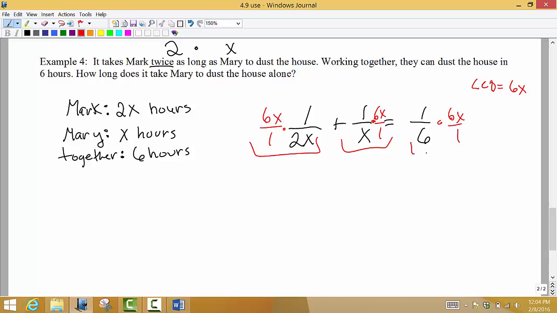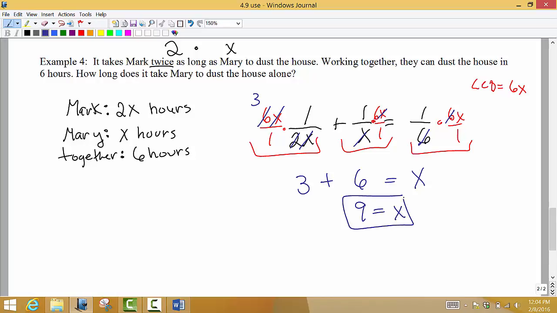And then we're going to simplify as much as we can. So we have an x and an x, so those cancel. 2 goes into 6 3 times. So here we're just left with 3. Bring down the plus sign. Now x and x cancel, so we're left with 6 equals. Bring down the equal sign there, and then 6 and 6 cancel, so we're left with x. And this is the easiest equation that we've solved of them all. 3 plus 6 gives us 9, and then we're immediately solved for x.